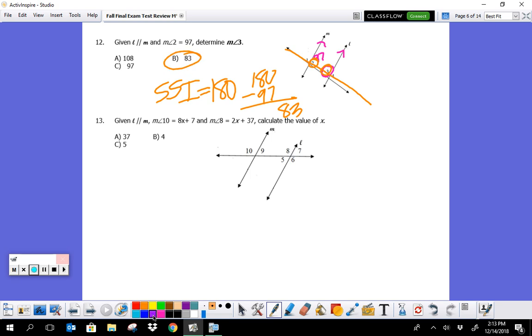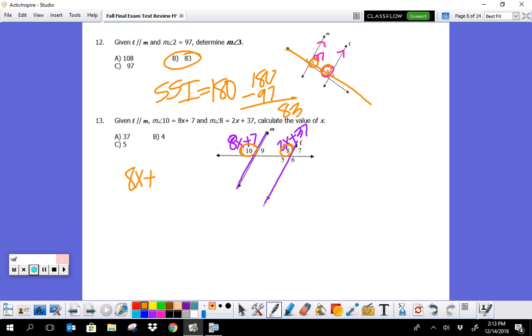Okay, 13, given L is parallel to M, measure of angle 10 is 8x plus 7. The measure of angle 8 is 2x plus 37. Find the value of x. So on these questions, you either need to decide, do these need to add up to 180 or are they equal? Okay, in this case, 10 and 8 those are considered to be corresponding. They're both up there in that top left corner of their section, so they are corresponding. So these are going to be equal.